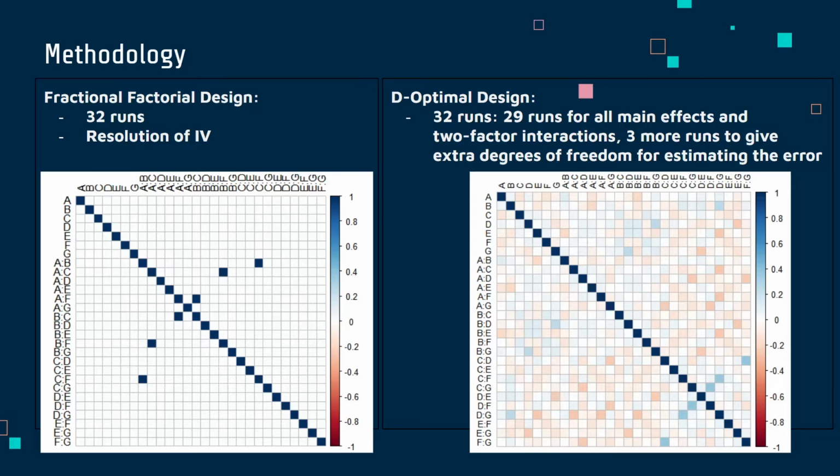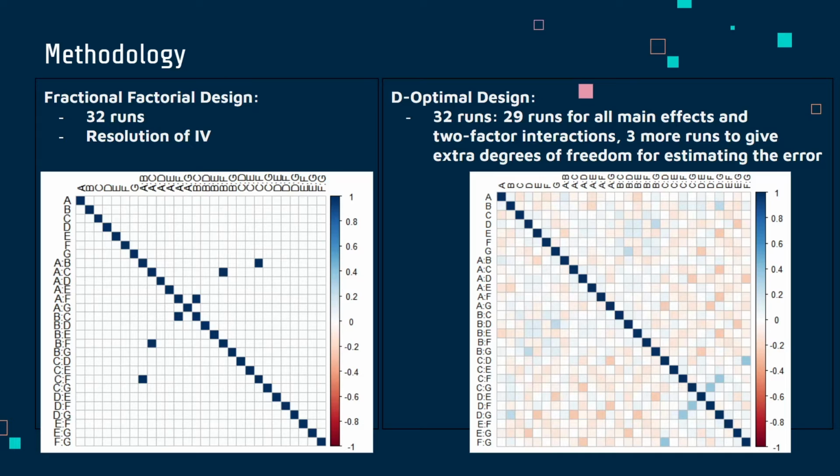The drawback of this design is that there are 3 aliases of two-factor interactions, so this design could not examine all two-factor interactions. If the aliased interactions have a significant effect on our response, the performance of this design will be poor.